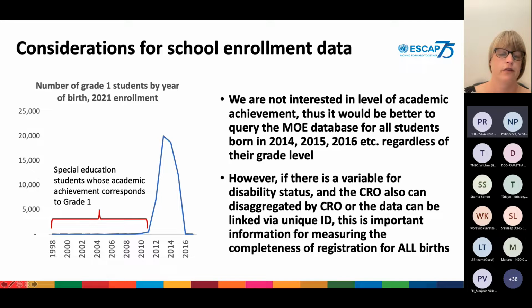However, if there is some kind of variable or maybe a flag for disability status, that would be a really important topic to examine in terms of inequality in birth registration. But that would also assume that your civil registry would be able to disaggregate by disability or have some kind of flag or indicator, or maybe they could link via some kind of unique ID, national ID, so that you could do analysis based on disability status. So that's something to consider as you start, if you were looking at Ministry of Education data and doing some more analysis in this way.